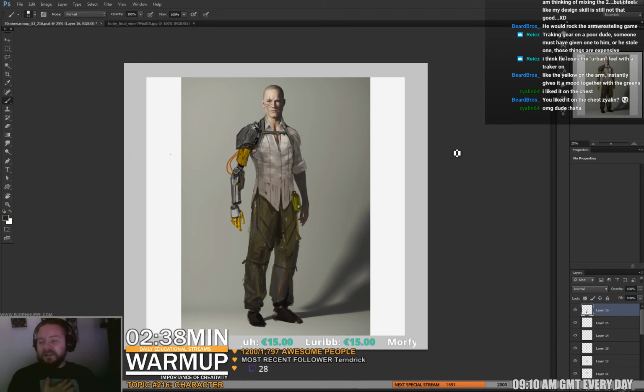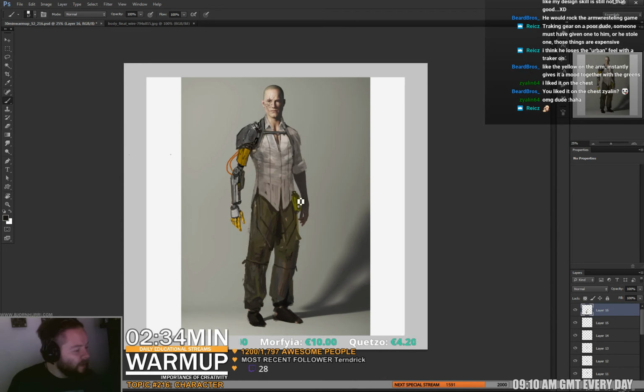Oh, you liked it on the chest, Zalin? Yeah, I liked the tracker on the chest as well, but it became very tactical in that sense, like at the ready. Now here on the side, he just is more casual, right? It's not super handy or super ready.